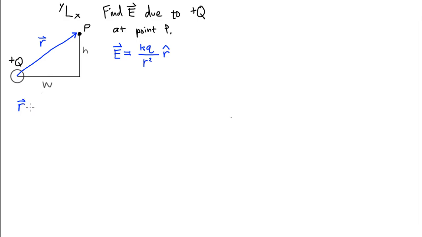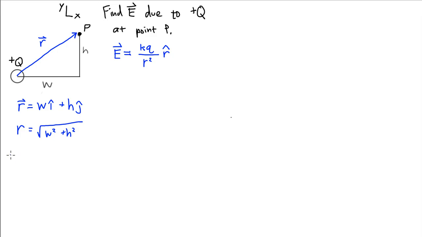Okay, so this R vector going from Q to P, you go W horizontally, which is the positive x direction. So it's W i hat, and then you go H up, so that's H j hat. Then the magnitude of R, which is just the scalar R, you just use the Pythagorean theorem with the components and get root W squared plus H squared.